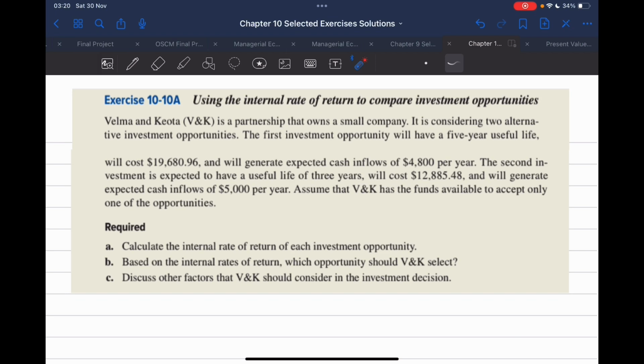The second investment is expected to have a useful life of 3 years only and will cost $12,885.48 and will generate expected cash inflows of $5,000 per year. Assume that V&K has the funds available to accept only one of the investment opportunities. What's required? A. Calculate the internal rate of return of each investment opportunity.